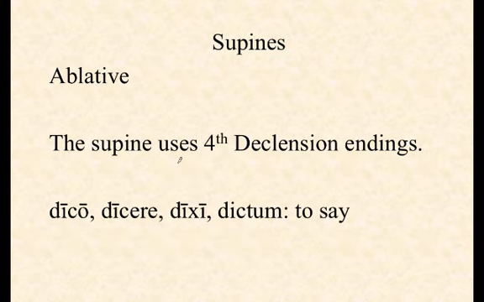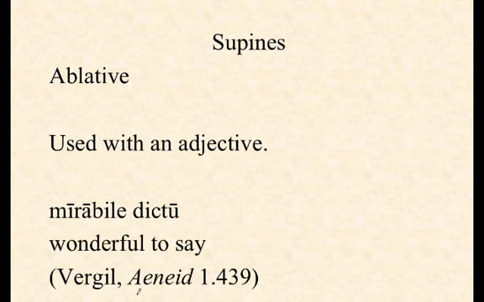Let's move on to the ablative. The supine uses fourth declension endings, as I said, and so the fourth declension ablative ending is a long U, a U with a long mark, as you see here, dictu. The ablative supine is always used with an adjective. Here are some examples from authentic literature to give you an idea of what they look like.